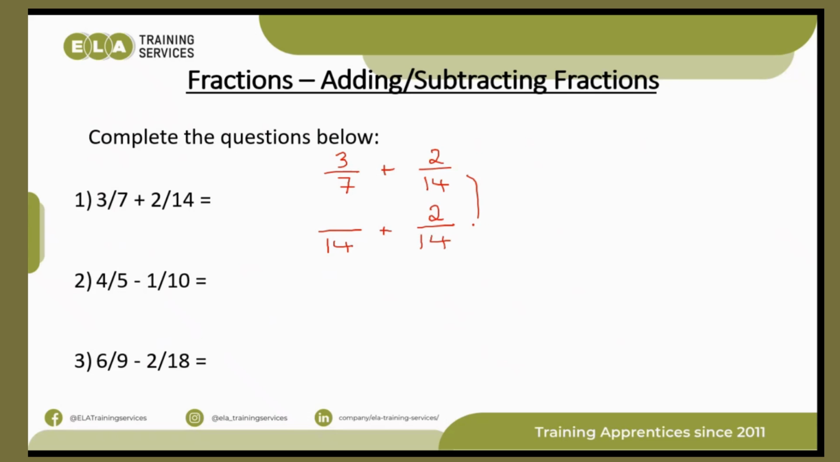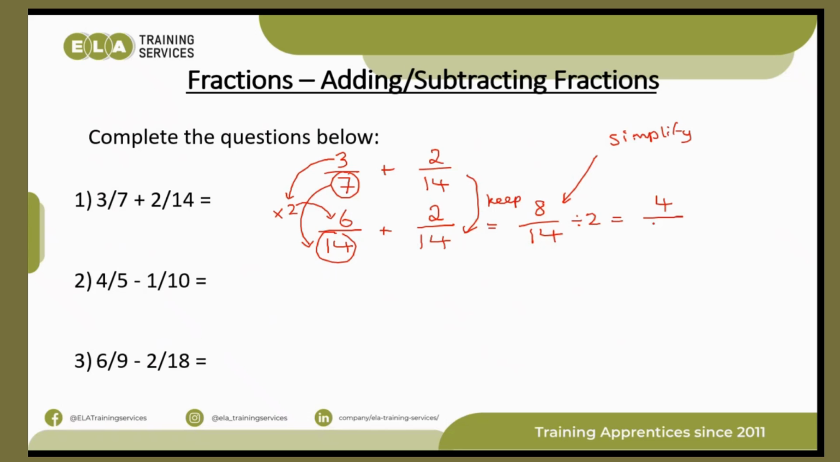Keep the larger fraction, so we're going to keep this. What do we times 7 by to get 14? And you times it by 2, and then you do the same to 3. So 3 times 2 is 6. We add 6 and 2 is 8, over 14. And then what we like to do is simplify. So it can be divided by 2, and that becomes 4/7. Okay, let's try one more.